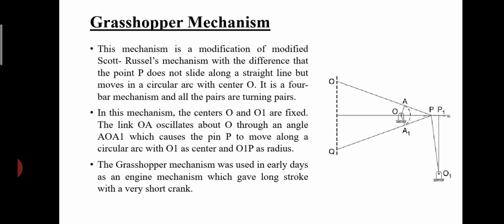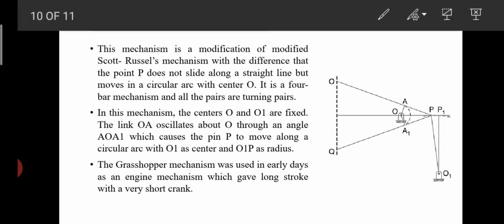Now last mechanism is Grasshopper mechanism. This mechanism is also a modification of modified Scott-Russell mechanism. पहले Scott-Russell mechanism थी, फिर उसकी modified Scott-Russell mechanism आई, फिर उसके बाद modified की भी modification यानी कि Grasshopper mechanism. Okay, so with the difference that the point P does not slide along a straight line but moves in a circular arc.